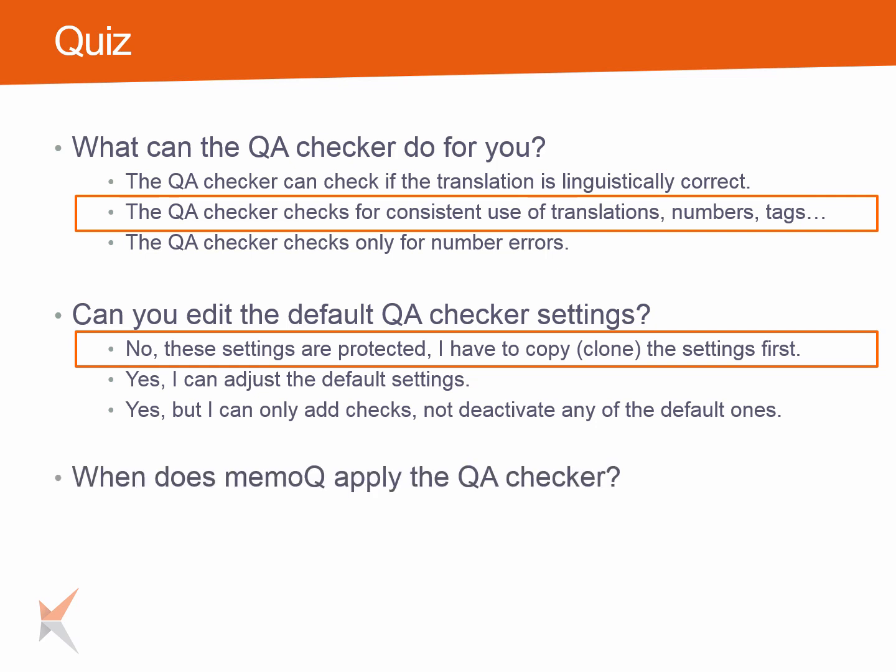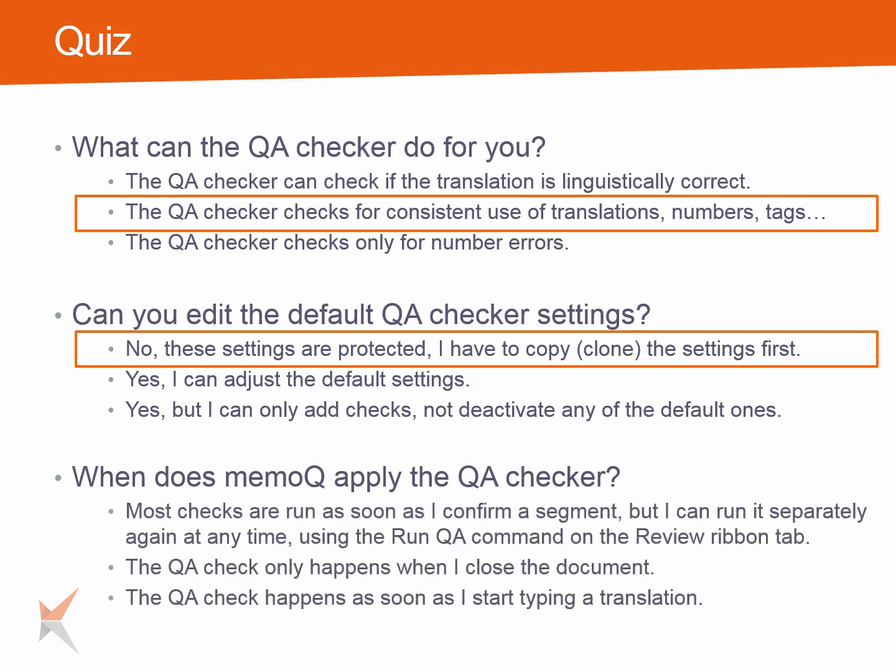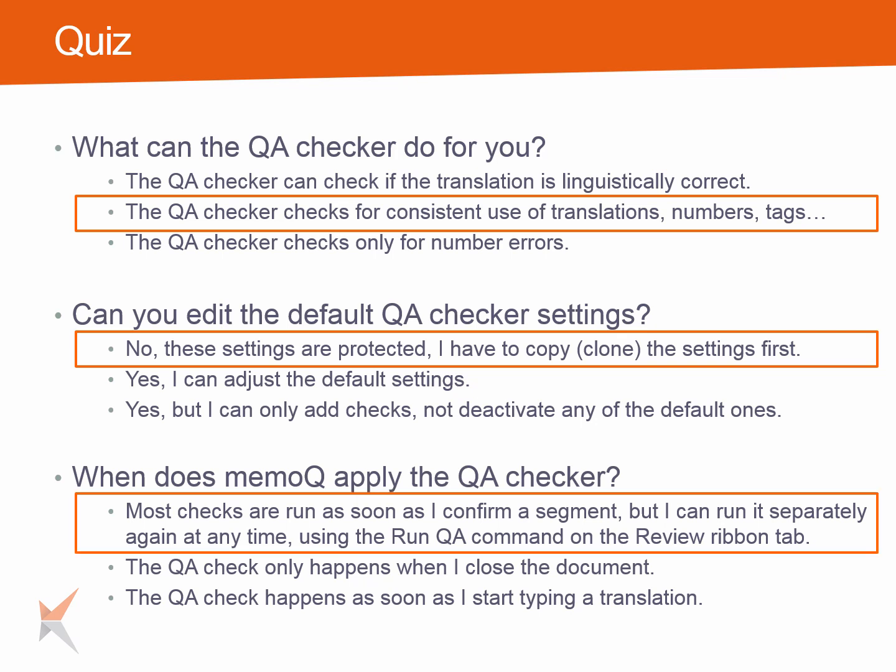Third question. When does memoQ apply the QA checker? The possible answers are: most checks are run as soon as I confirm a segment, but I can run it separately again at any time using the Run QA command from the Review ribbon tab; the QA check only happens when I close the document; or the QA check happens as soon as I start typing a translation. The correct answer is: most checks are run as soon as I confirm a segment, but I can run it separately again at any time using the Run QA command from the Review ribbon tab.